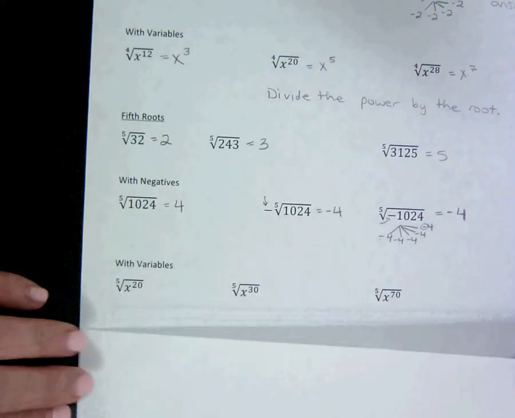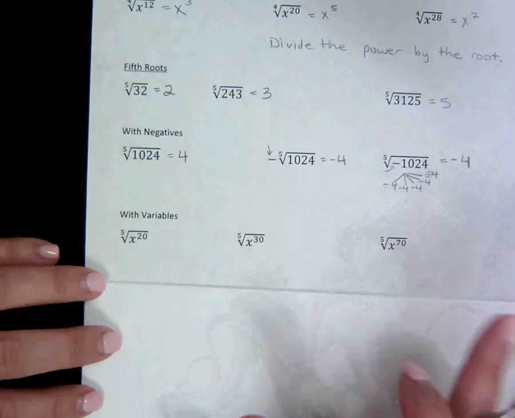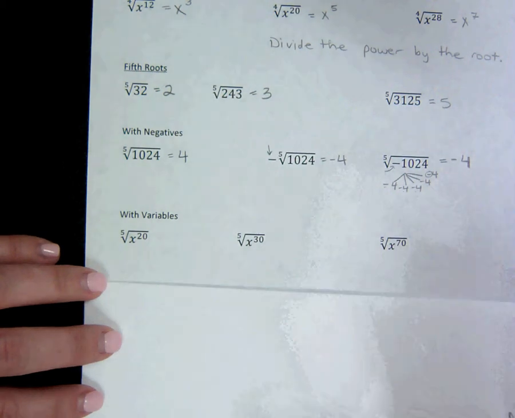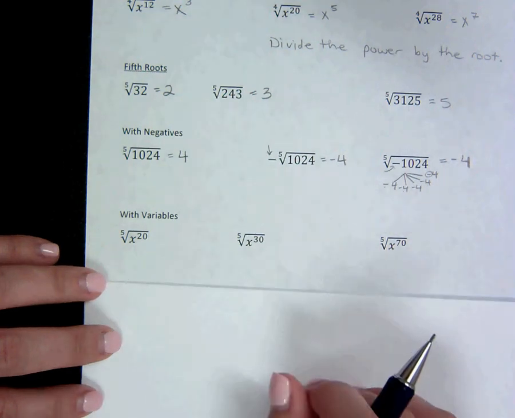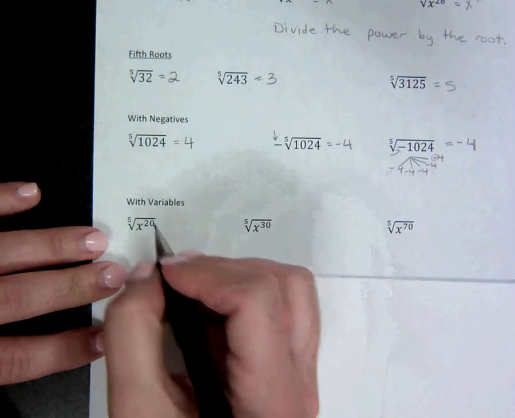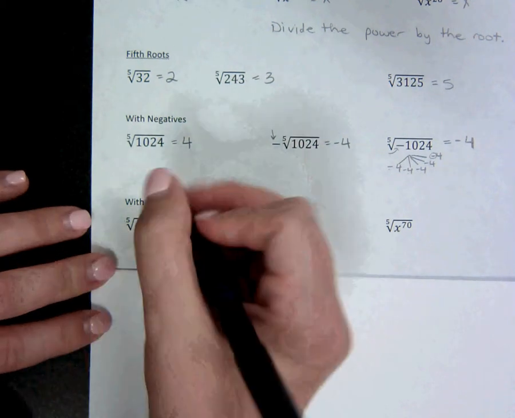And then let's look at this with variables. If I'm going too fast, remember you can watch this again. I'm hoping you're seeing the patterning here, and it's just as easy for you as I'm sensing it is. But you can always watch it again, and there's also support online if I'm going a little too quick for you. With variables, again, we're going to divide the power by the root.